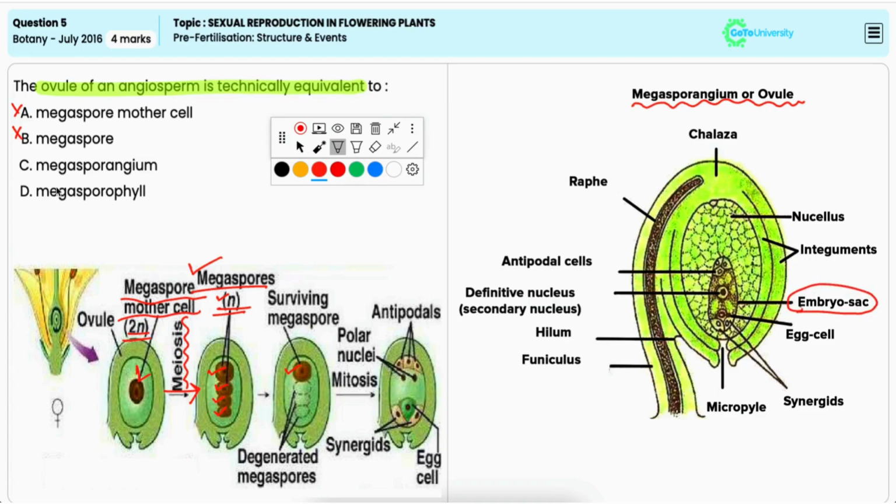Option D, megasporophyll. It is also incorrect because it refers to the leaf-like structure, that is carpel in angiosperm that bears the ovules.